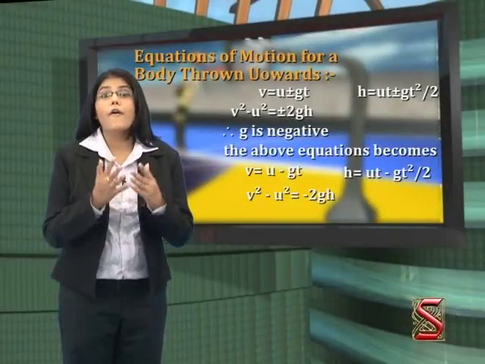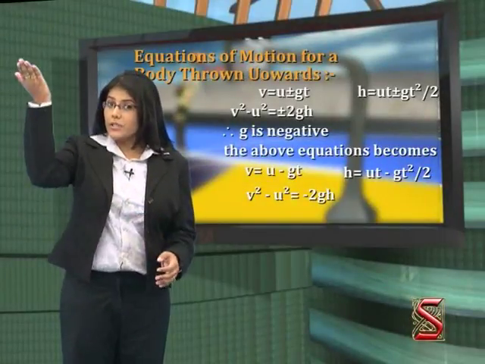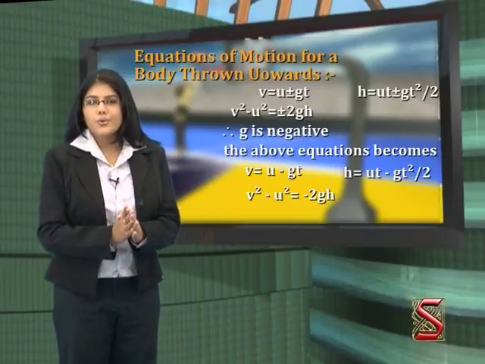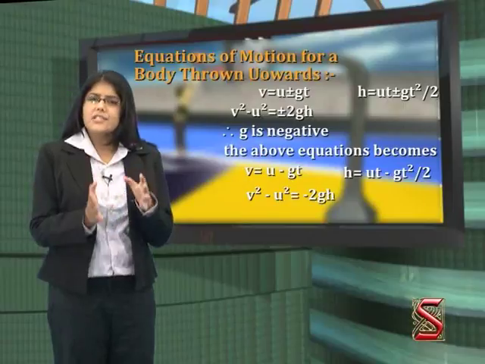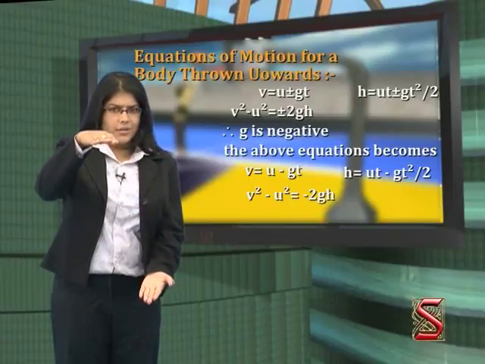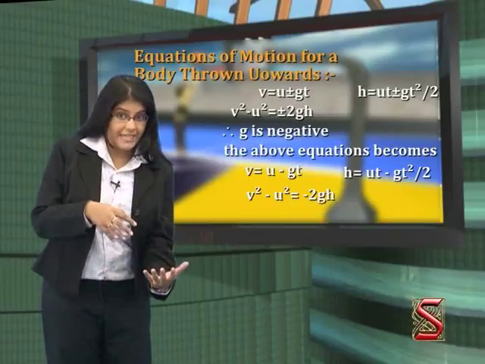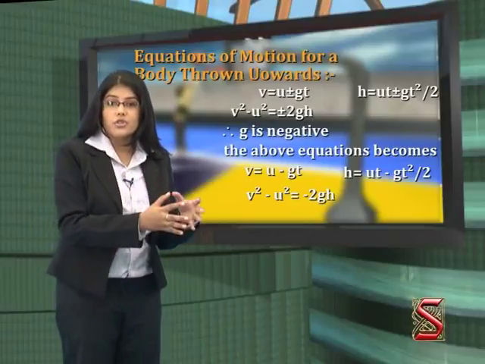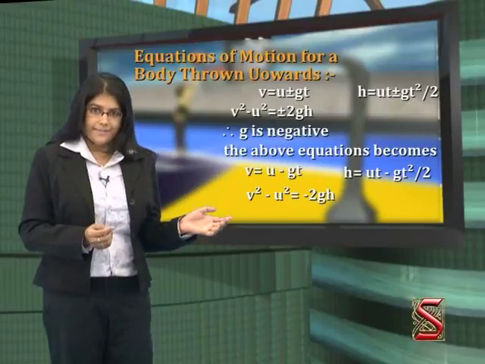In this case, a force is used to throw it upwards, and so there is an initial velocity, u, in existence. Since the ball moves in the opposite direction with respect to gravity, g is negative here. Hence, the equations of motion are as shown here.